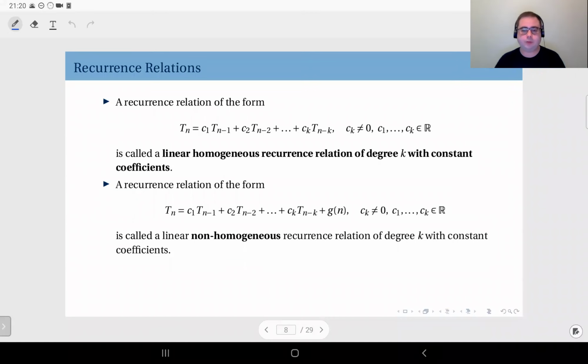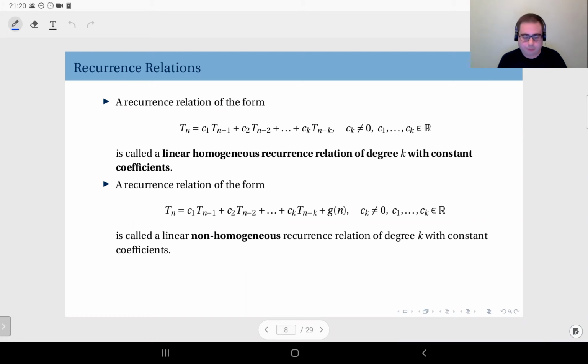At this point, we can generalize our approach a little bit. To be able to do that, we are going to make a definition here for linear homogeneous recurrence relations of degree k with constant coefficients. Now, this is a long name, but every term here has its own significance.